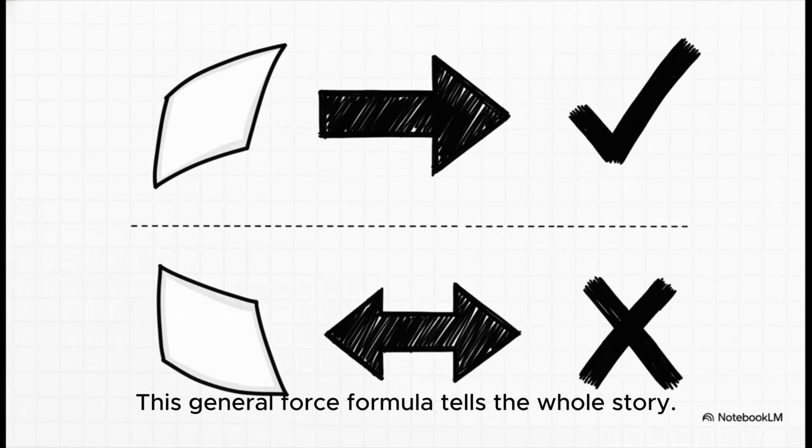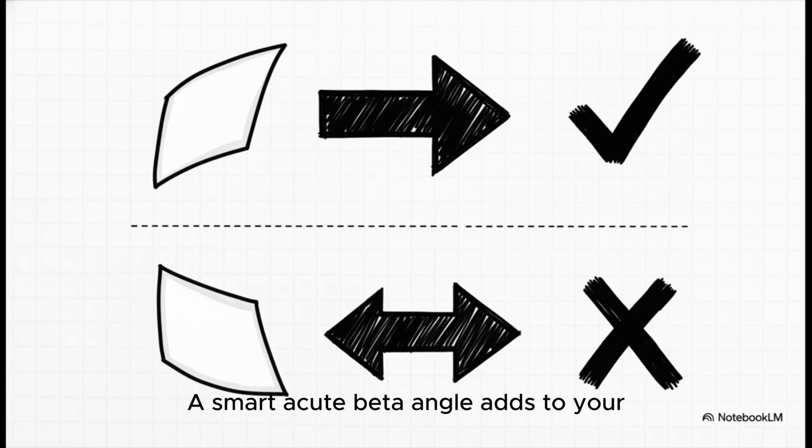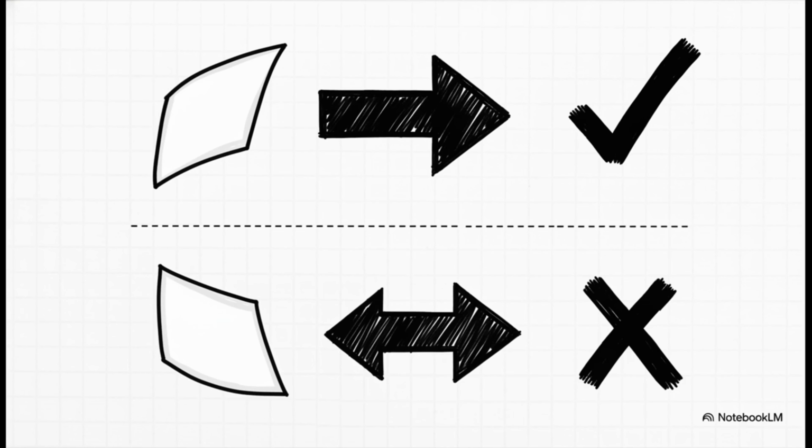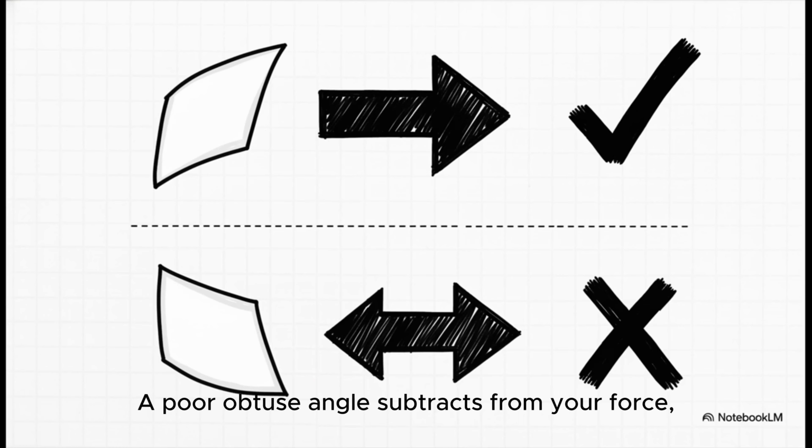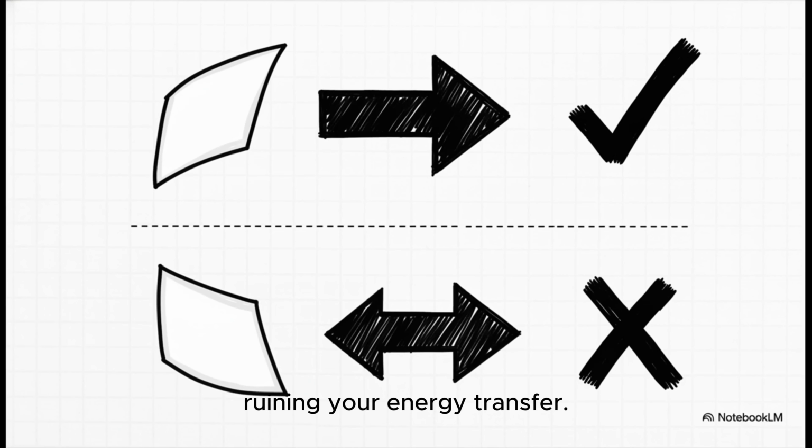This general force formula tells the whole story. A smart, acute beta angle adds to your force, maximizing your output. A poor, obtuse angle subtracts from your force, ruining your energy transfer. The geometry directly dictates the power. It's as simple as that.